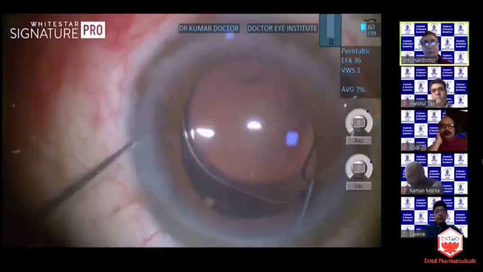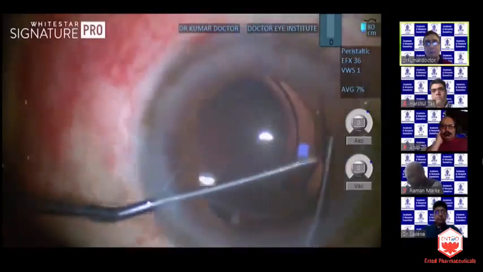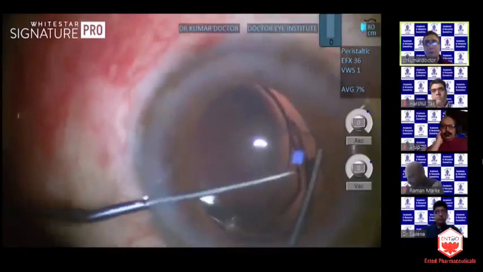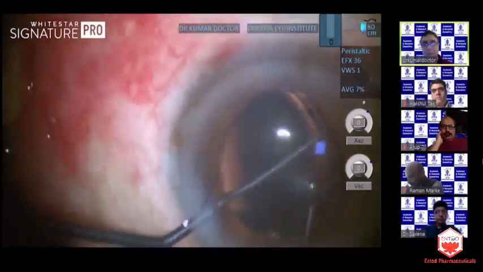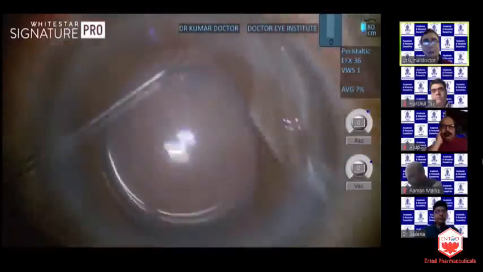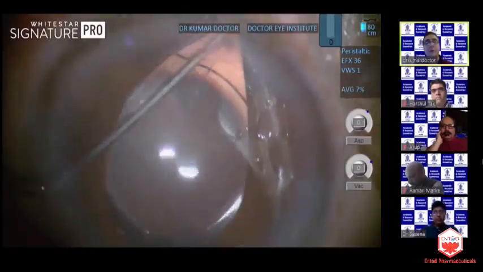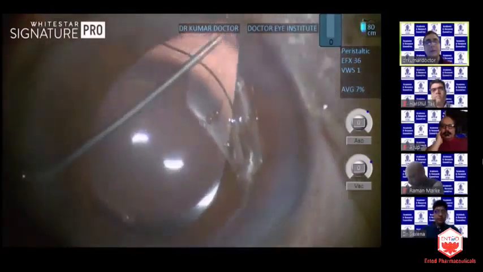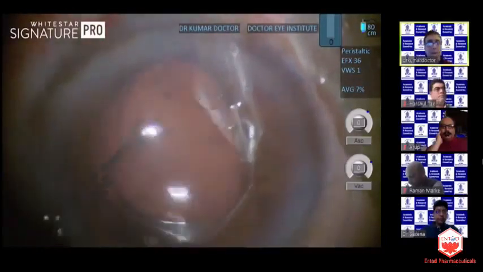And now with the bimanual technique, I've taken a Sinskey hook in my left hand, holding the haptic gently, depressing the optic at the same time, and making sure that it just goes below the margin of the CCC at that level. So this makes sure that your IOL is in the bag in spite of the tear. Now I'm checking where it has gone till. You can see the tear in the CCC, but it's only till the equator. Behind the posterior capsule is fine and everything has gone well.